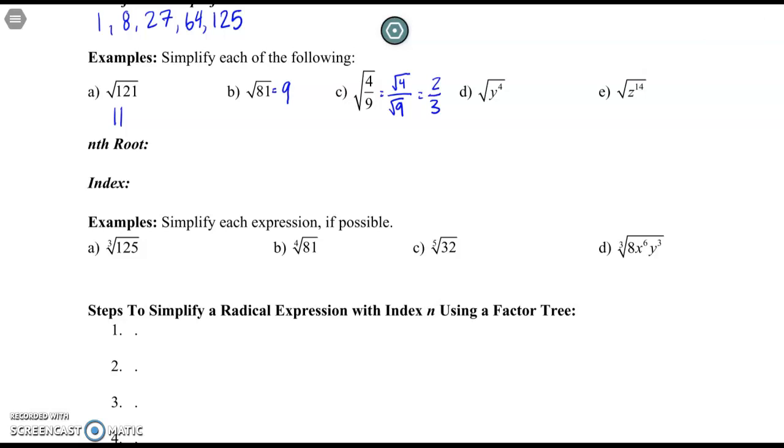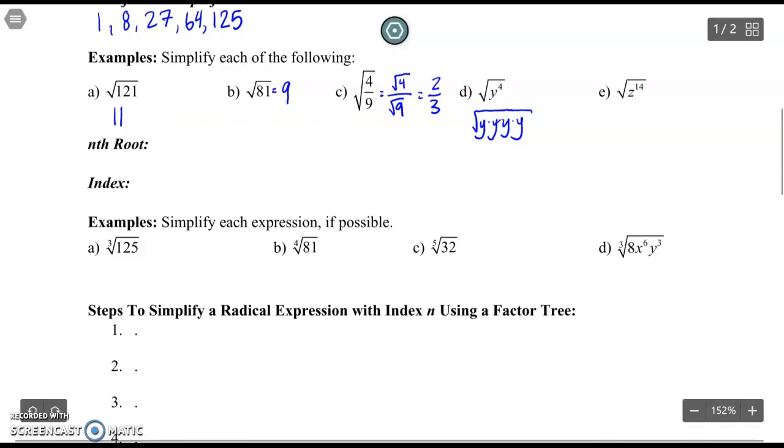Now you get into some variables. I am going to rewrite y to the 4th as y times y times y times y. Then I'm going to group these y times y's together into 2 sets of parentheses. Let me use a different color so you can actually see it. Now we see that to get y to the 4th, we multiply y times y by itself twice, which is the same thing as y squared times y squared. So the square root of that is going to be y squared.